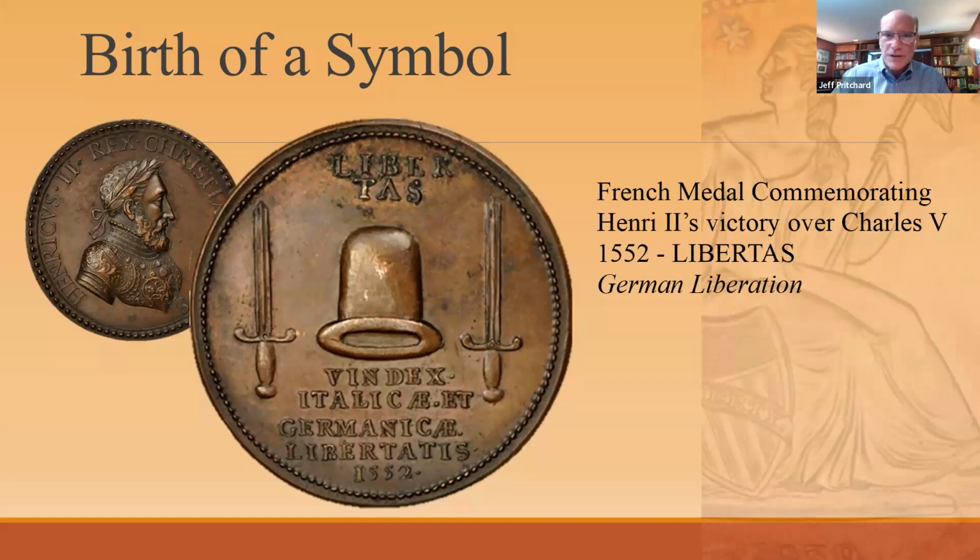But you can see the reverse is conceptually very similar to that Brutus denarius. You've got 2 raised swords representing the battle. And in the center, you've got the engraver's interpretation of what a Liberty Cap should look like. And again, this was commissioned by Henry II to promote himself as a benevolent liberator and a protector of Christianity.